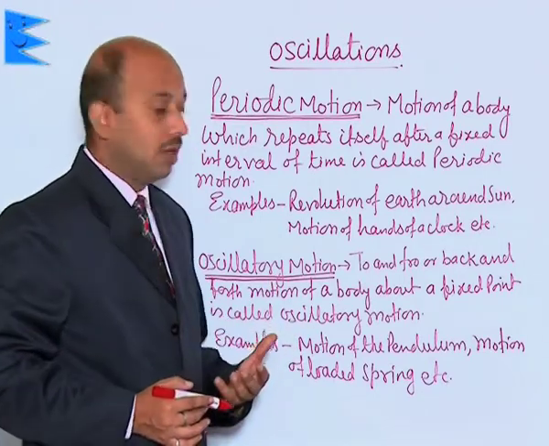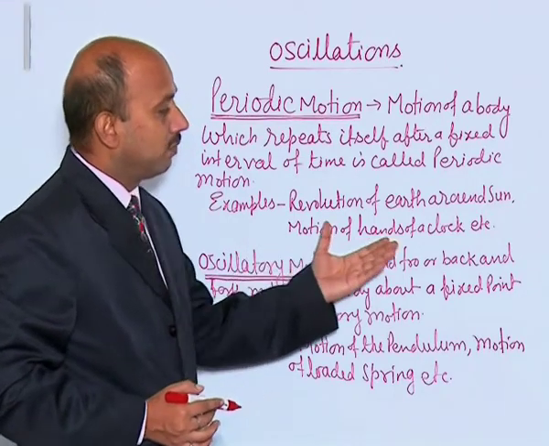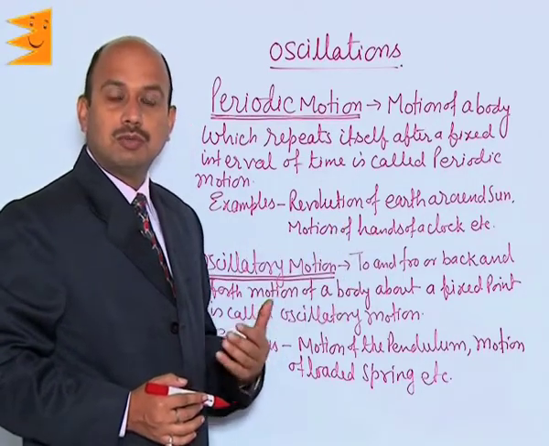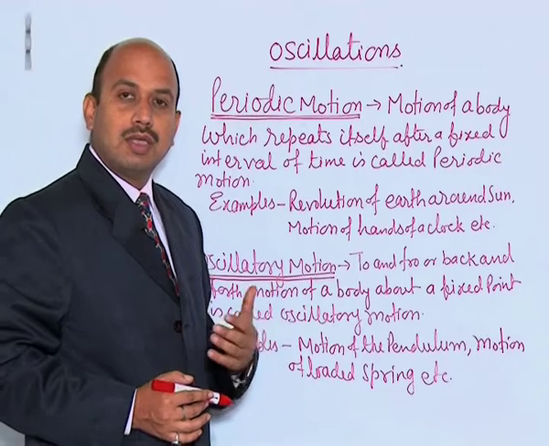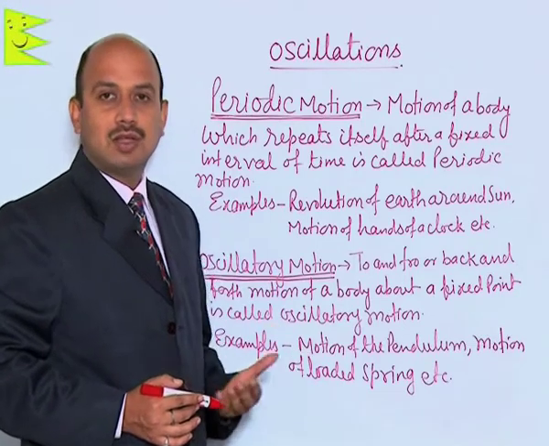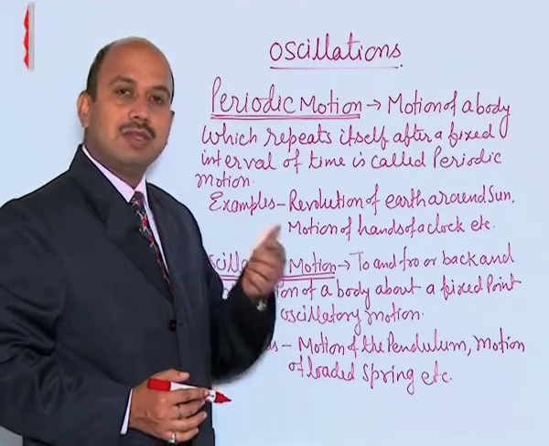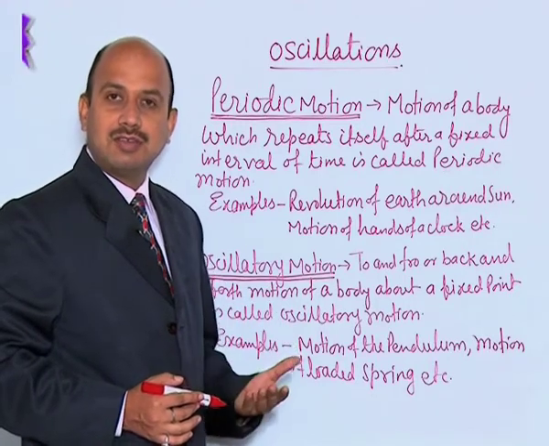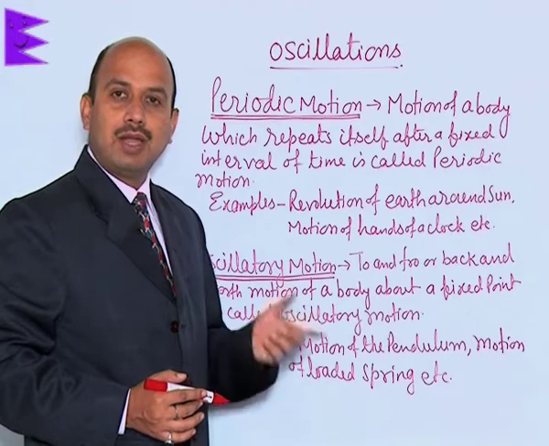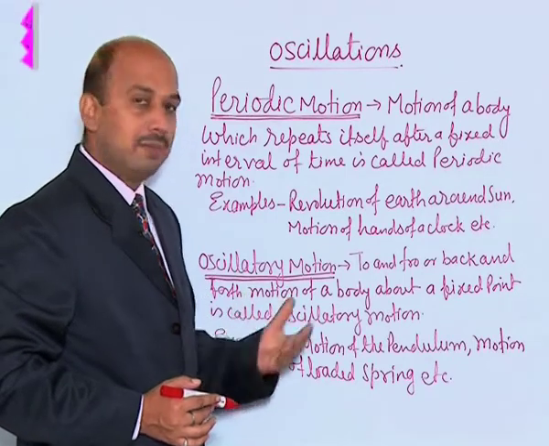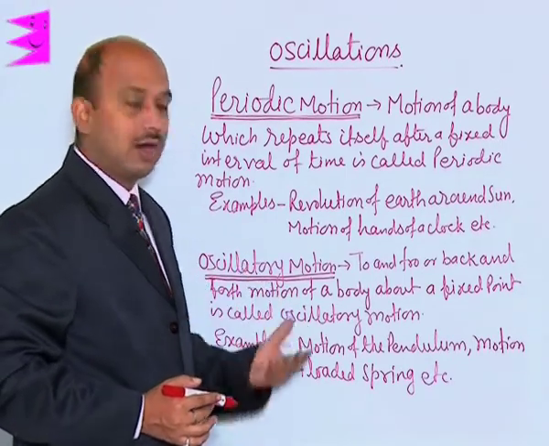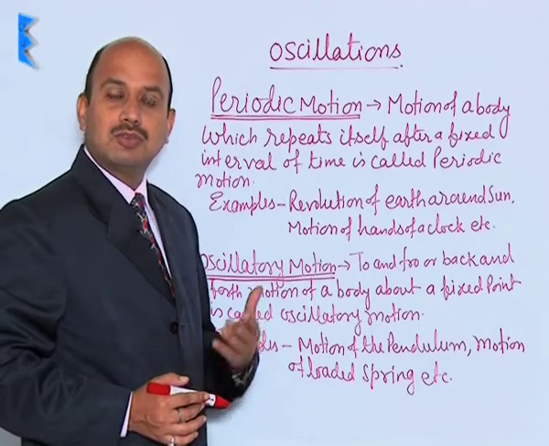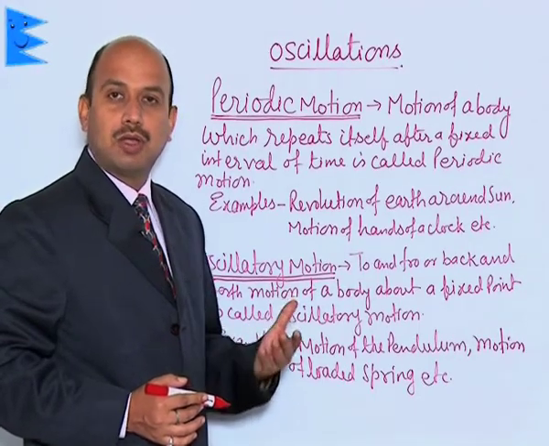Similarly, the motion of hands of a clock. If you take the hour hand or the minute hand or the second hand, their motion is repeated after a regular interval of time. Like in 60 seconds, the second hand completes one revolution. So, similarly minute hand and hour hand. So, these motions are examples of periodic motion.